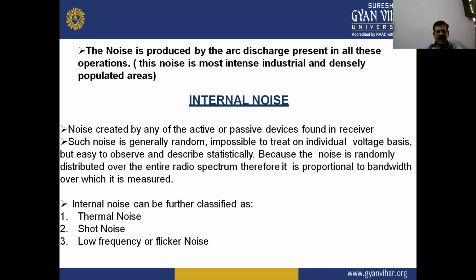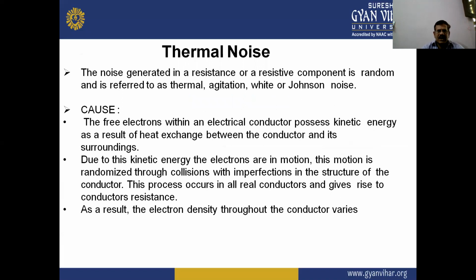So internal noise can be further classified in different manners. First one is thermal noise, second one is the shot noise, and third one is the low frequency or flicker noise. So what is thermal noise? Thermal noise is generated in resistance or capacitance components. These are passive components, and the noise is random and referred to as thermal agitation, white or Johnson noise.